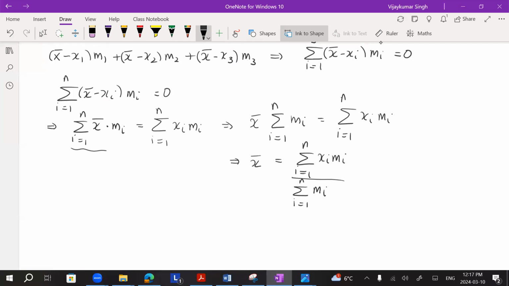So again, let's label what these quantities are. This is my center of mass. This is my moment. And this is my total mass.